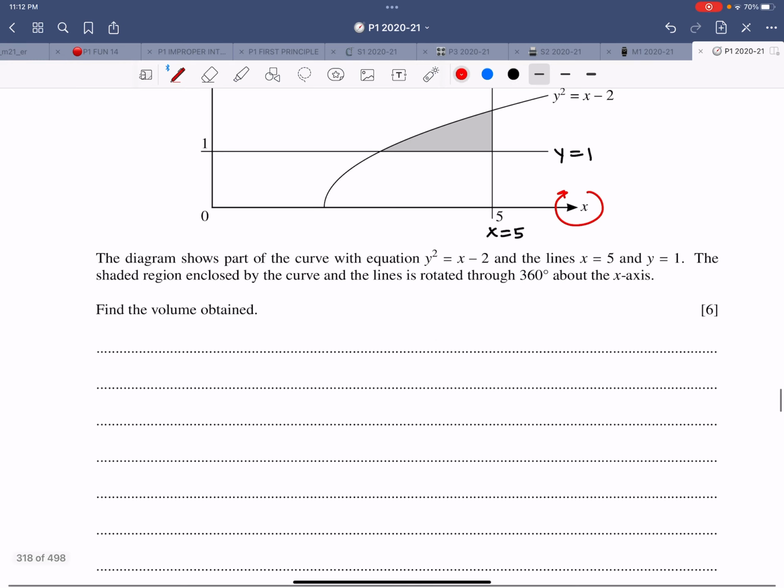So the rule is volume is pi, limits a to b, and whatever is the function in terms of x, squared, dx. This is one single curve, one single line about the x-axis, but there are two actually. What are these two?